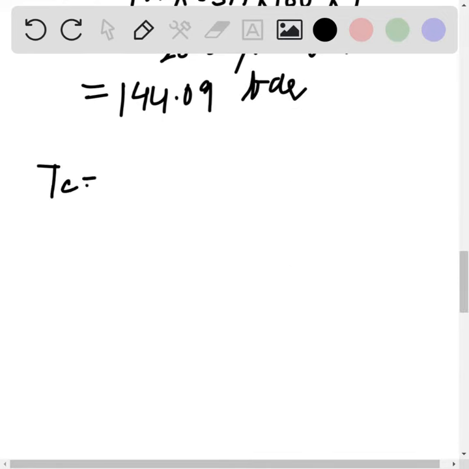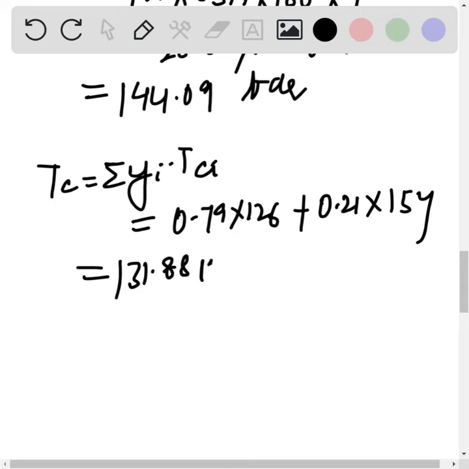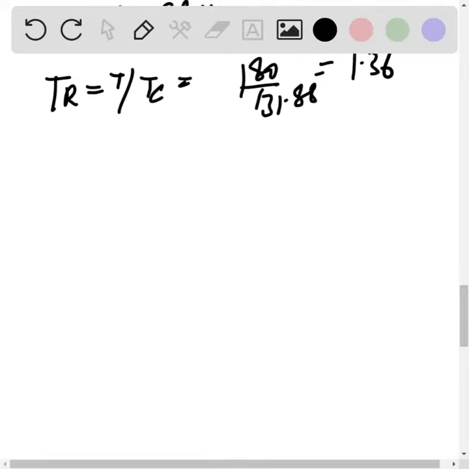We have critical temperature as sigma yi dot T ci, 0.79 into 126 plus 0.21 into alpha. We get reduced temperature T equals to T divided by TC, 180 divided by 1.36, right?